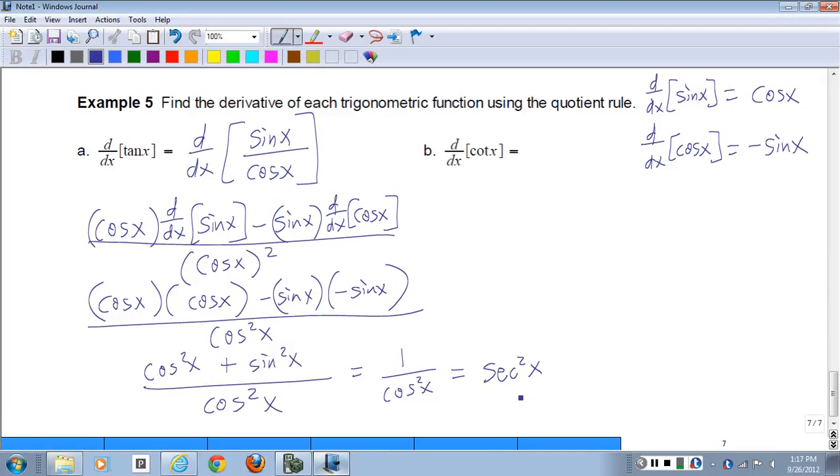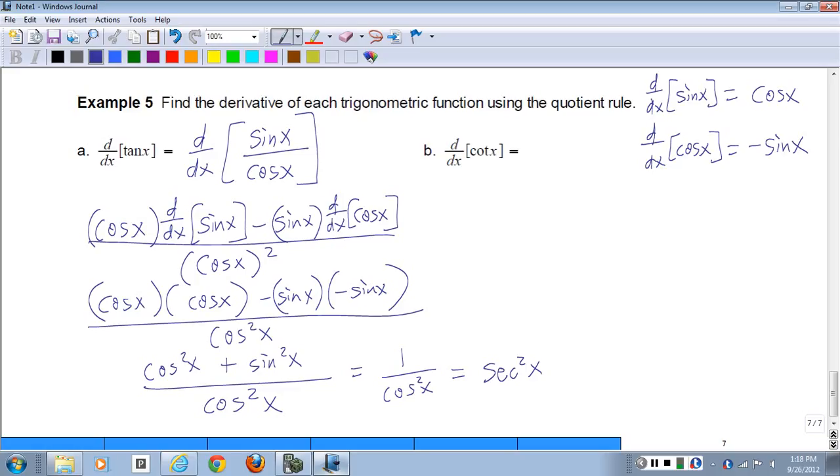Mark it down. Probably a dozen or more times between now and the end of the course, you'll be called upon to take the derivative of tangent x. And you just want to have it memorized. Secant squared x, that's what it is. Derivative of tangent x is secant squared x. So all 6 of the trig functions, you want to have the derivatives memorized and make sure you can recall those.